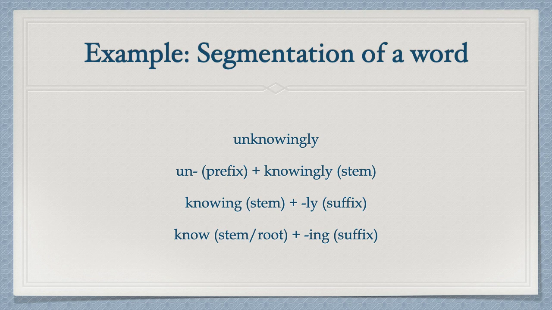First, unknowingly has to be broken down into un and knowingly. It's not unknowing plus ly. It is actually un and knowingly. Un is the prefix and knowingly is the stem. This is the first level of segmentation.